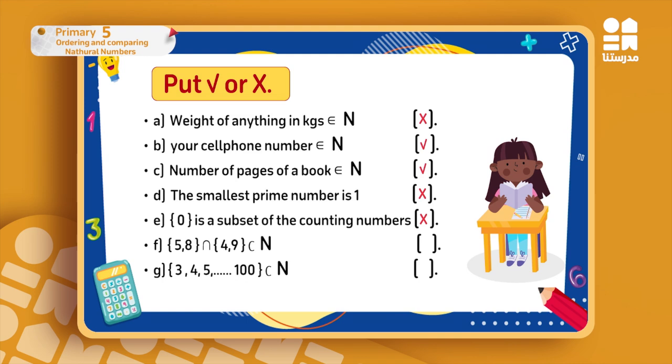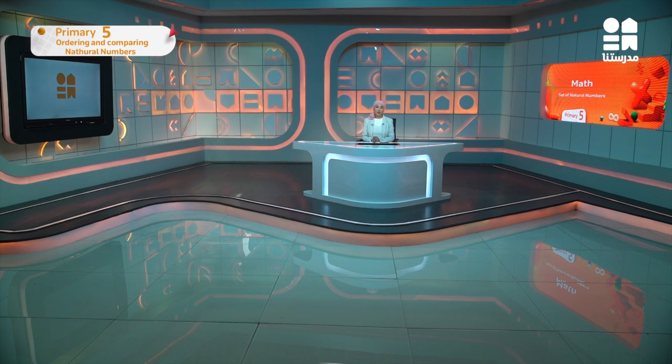Okay, now letter F. The set of elements 5 and 8 intersects the set of elements 4 and 9, subset of N. Let's see here. 5 and 8 intersects 4 and 9. Okay. In what? They don't meet. They have nothing in common. So they meet in nothing. So the answer is phi. And phi is a subset of any set. So this is correct.